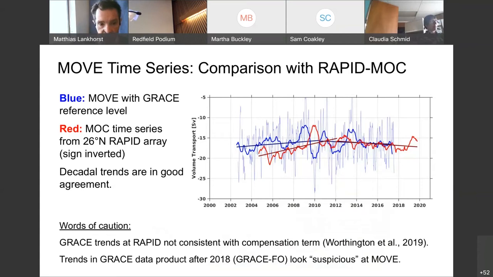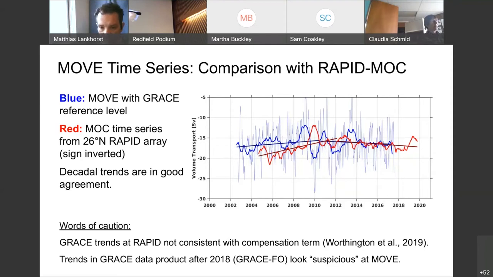This does come with a word of caution, though. A lot of what I'm showing depends on GRACE. There is a study by Emma Worthington that says that the long-term GRACE trends are not consistent with the rapid compensation term that they use to compute their MOC. On shorter, interannual timescales, it works fine, but the long-term trends still need to be checked there. So there is some work to be done before we fully believe all that.